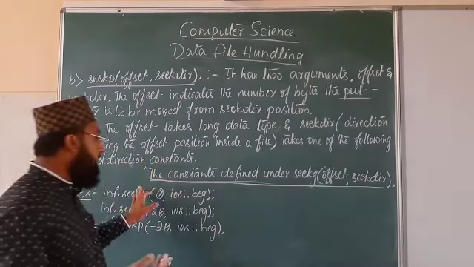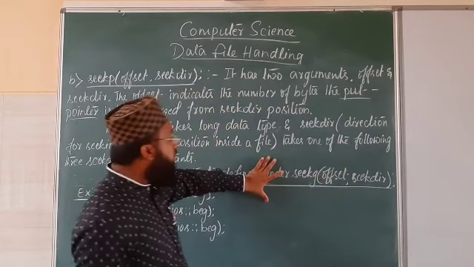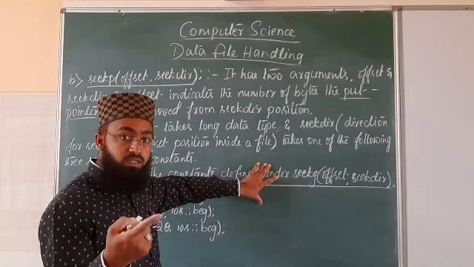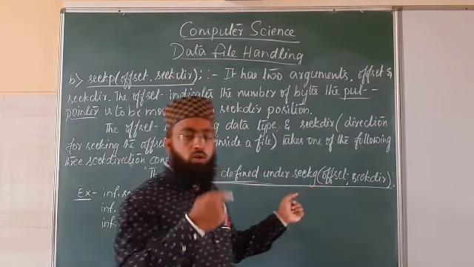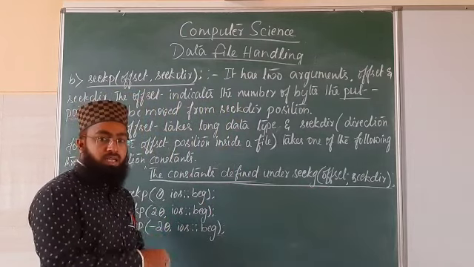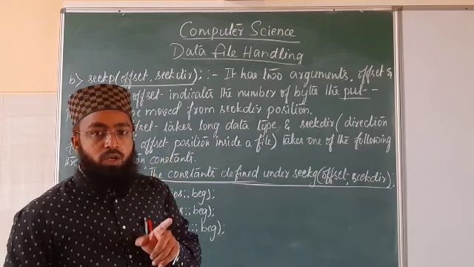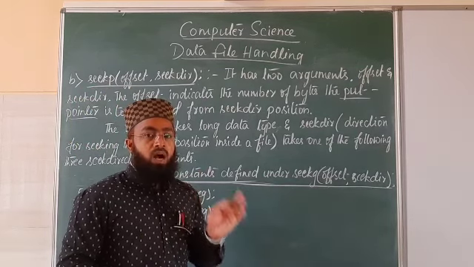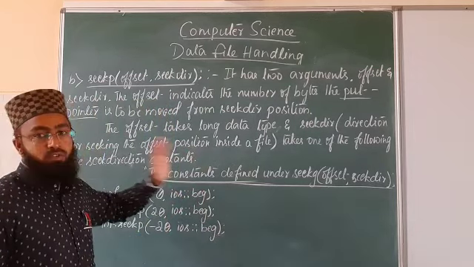Which are the constants? The constants defined under ios::seek_dir. No need to write like this, this is what I have written for your reference. We have to go here and search the constants. While writing, you need to write all three constants: ios::beg, ios::cur, ios::end. All the three constants you have to write here.